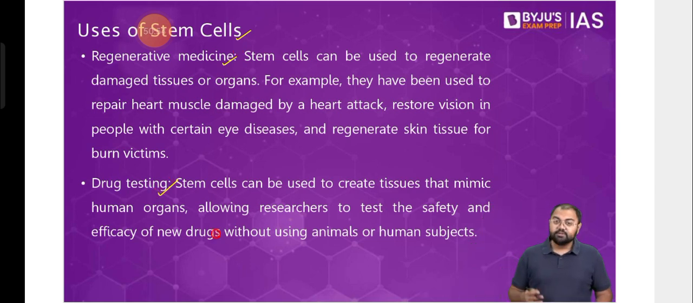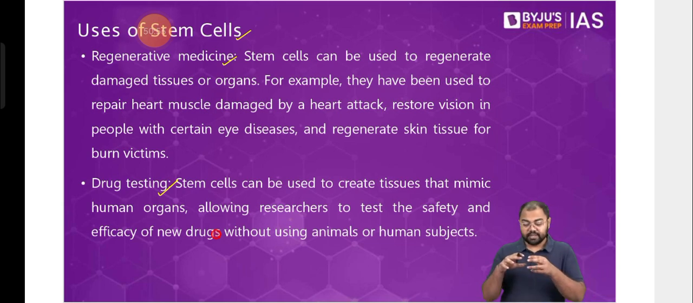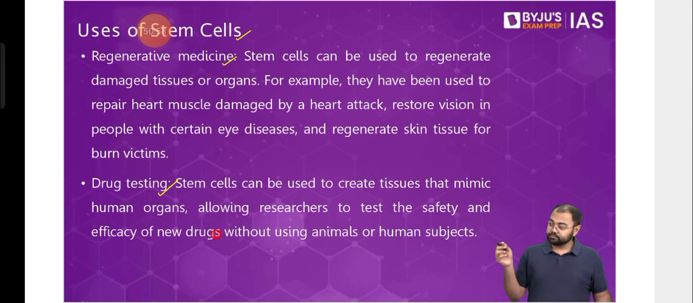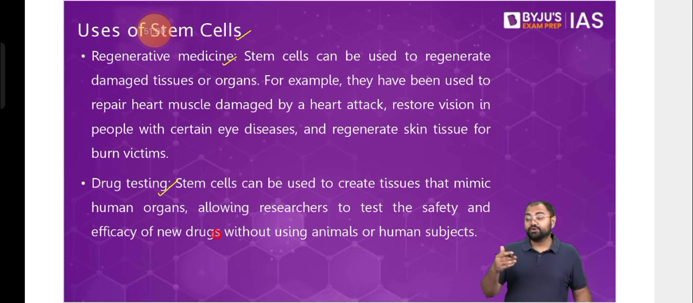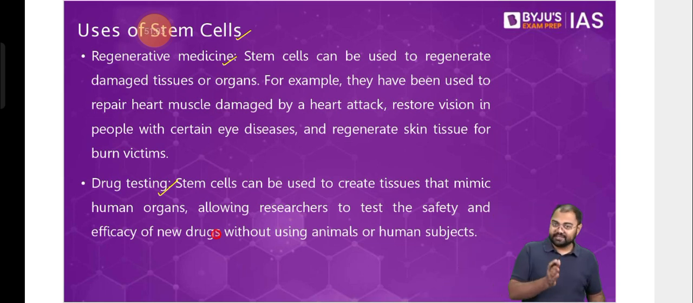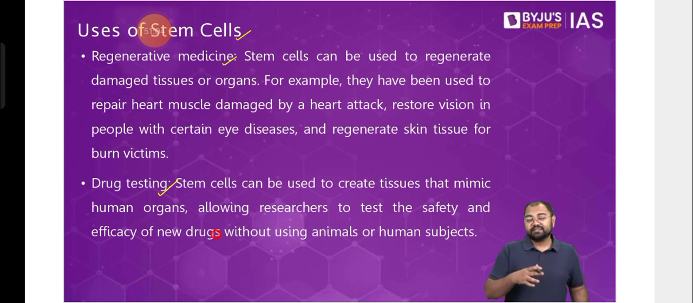So in case of drug testing, what we can do is recreate a body organ, recreate a tissue, and test the drugs on it. Before we move on to, let's say, animal subjects or human subjects, first a test on the stem cells can be done. The tissues that have been grown out of the stem cells, we can first do the test. If that test is successful, then we can move to the animal or the human subjects. So that's why in case of drug testing also, this is something that can be done.